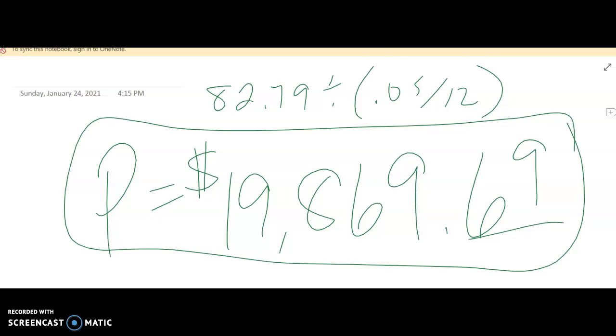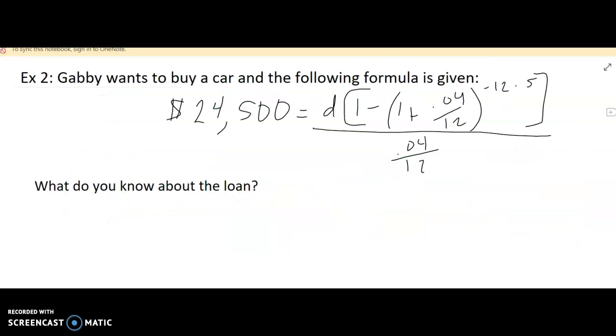Okay, I want to talk about one more quick problem. Gabby wants to buy a car, and the following formula is given. 24,500 equals D times the quantity 1 minus 1 plus 0.04 divided by 12 raised to the negative 12 times 5, all over 0.04 divided by 12. What do you know about this loan?